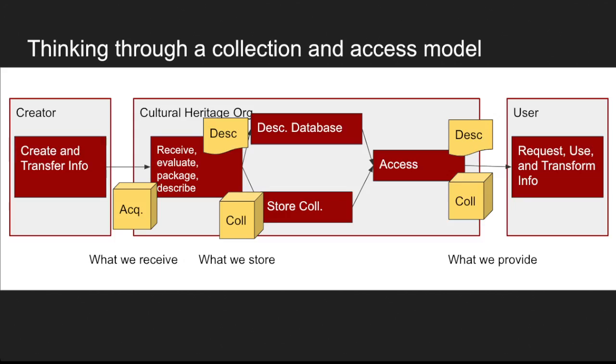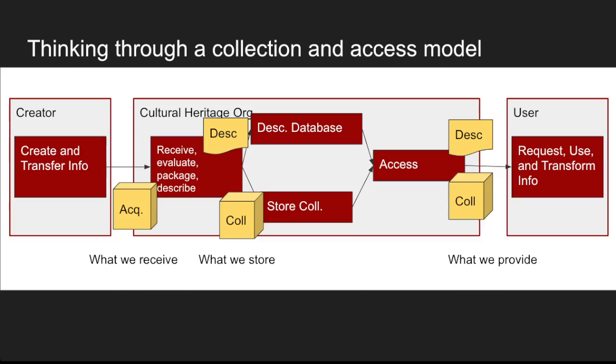We might not give them exactly what we received. We might give them a transformed version. For example, if we got a DPX of a film, we might give somebody an MP4 because that is more convenient to them. But we are providing access to some form of the things that we acquired. So that's my generalized model for almost how any cultural heritage management organization works.